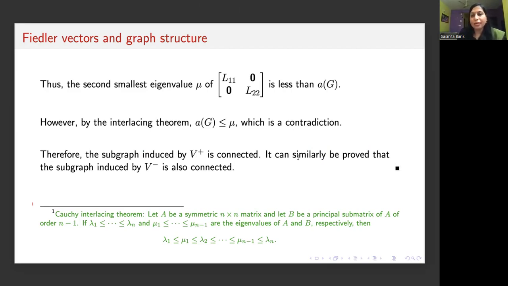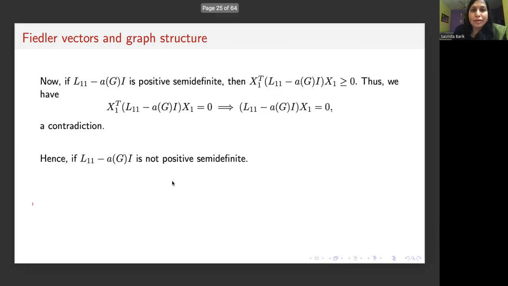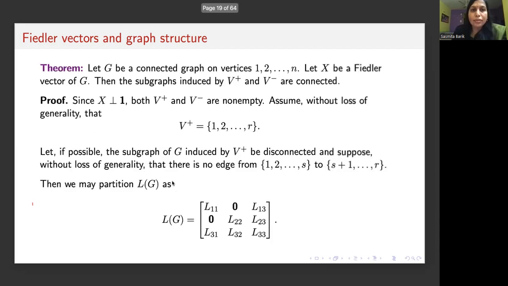In a similar way you can show that V minus is also connected. Also, I had taken X, with some vertices lying in V plus. If I multiply X by minus 1, then V plus will become V minus and V minus will become V plus. So from that also you can conclude that V minus is connected. So it can be proved. This is one of the important results that will be used now to conclude the other things.